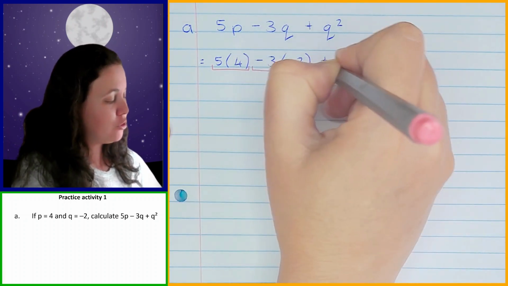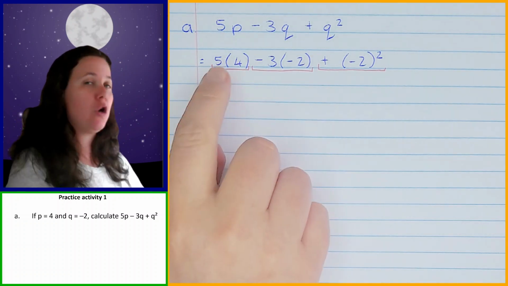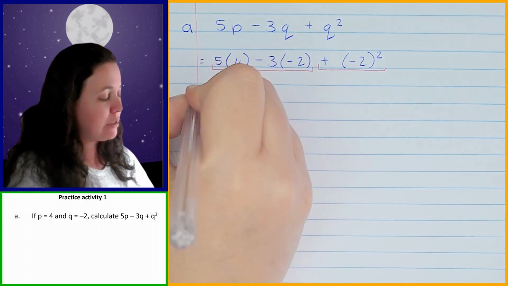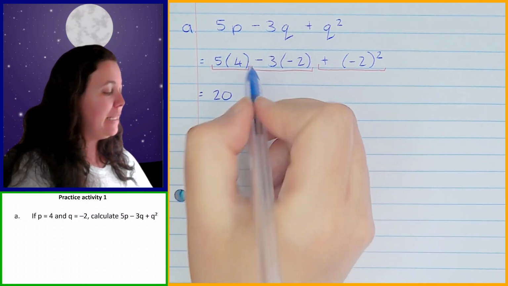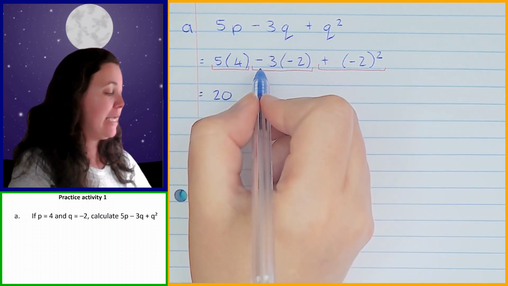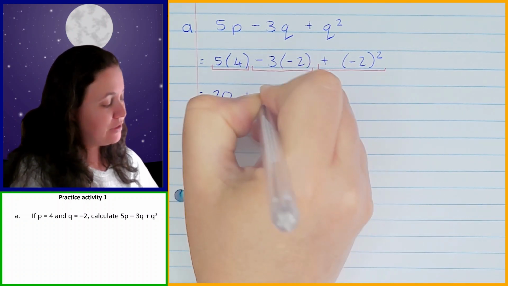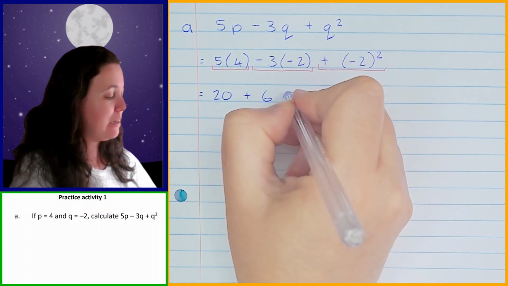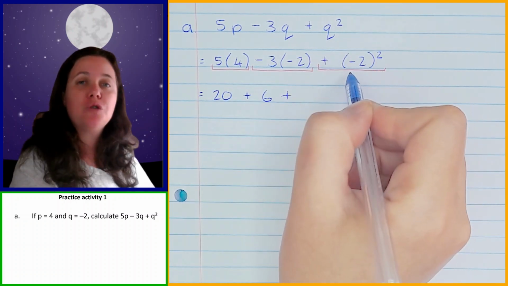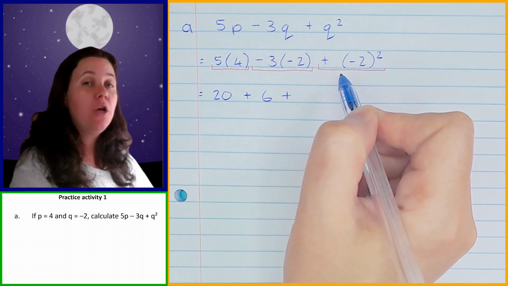Then I've got another term that's plus, and then negative 2 squared. Okay, so the first term, the only thing I have to do is this multiplication. And to multiply the 5 and the 4, that gives me 20. The next term, I again only have multiplication, is negative 3 times negative 2 gives me positive 6. And then the last term over here, I've got plus, and then negative 2 squared. Now negative 2, when you square it, is going to become positive 4.